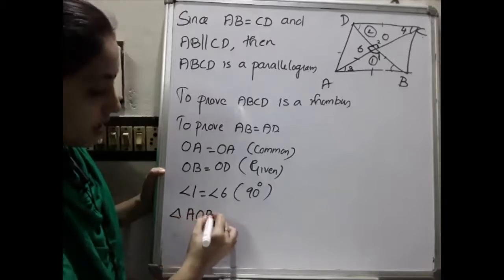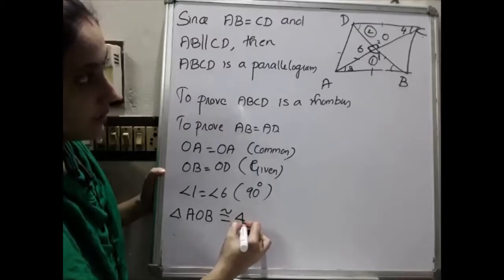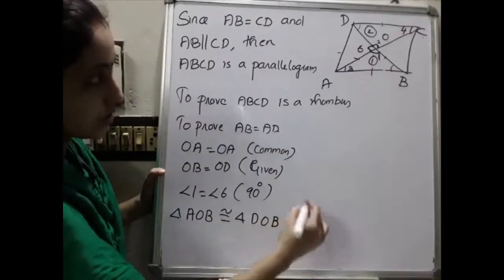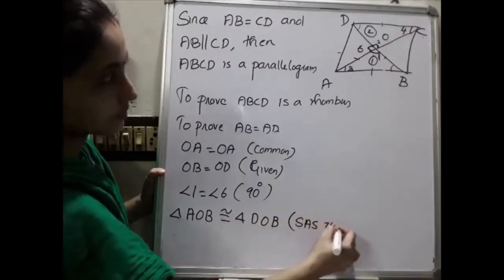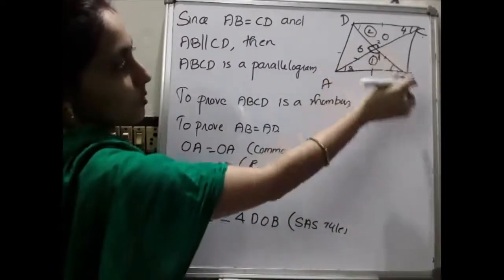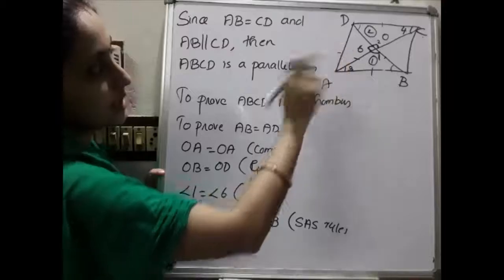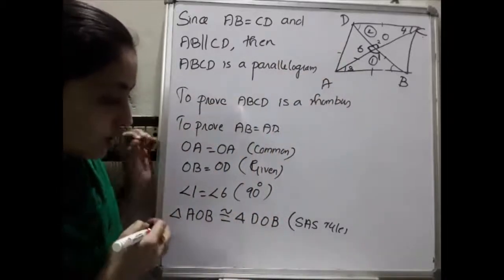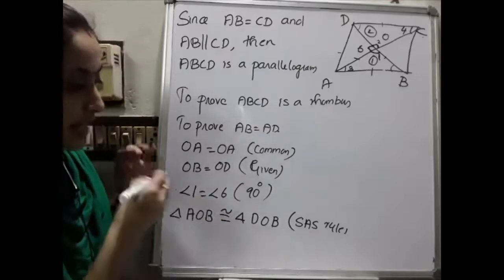Triangle AOB congruent to triangle DOB. So the reason is by SAS rule. Here A corresponds to A itself, B corresponds to D. Triangle AOB congruent to triangle DOB. So we are applying the SAS rule.